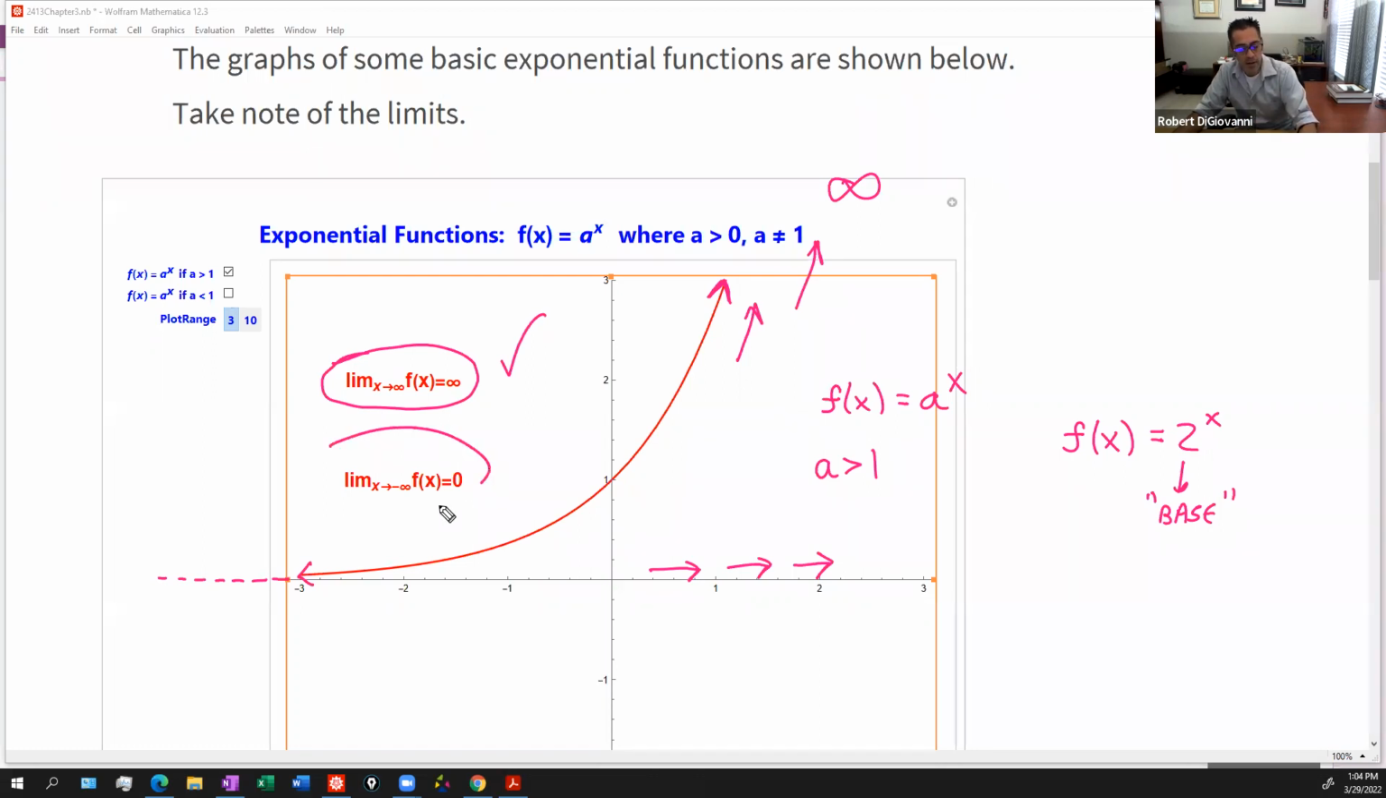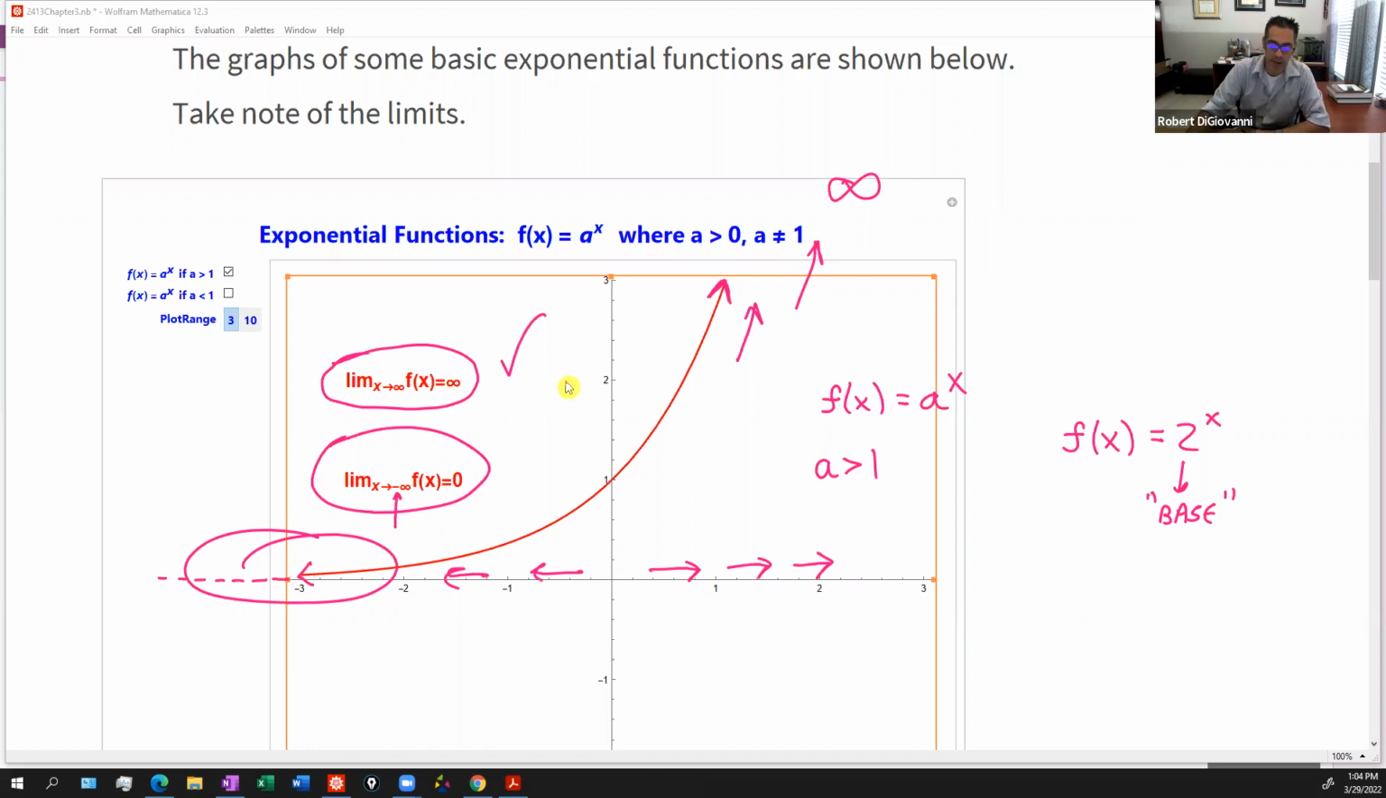Now look at the other one. The limit as x goes to negative infinity, that means if we start moving out to the left, the function heads to 0. And you can see that because it's asymptotic. It's approaching the x-axis, getting closer and closer. So all exponential functions where a is bigger than 1 should look something like this.